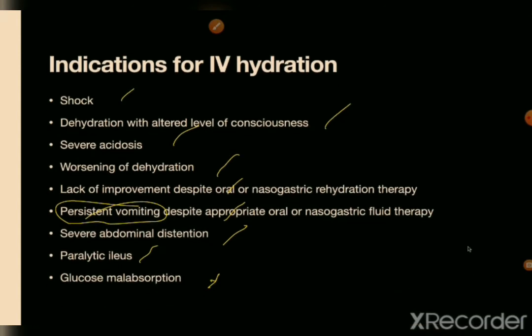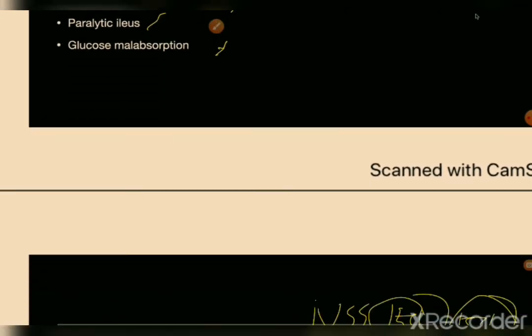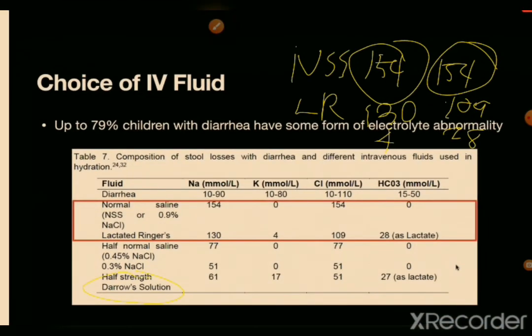That would be shock. Dehydration with altered level of consciousness, severe acidosis, worsening of dehydration, lack of improvement despite oral and nasogastric rehydration therapy, persistent vomiting despite appropriate oral or nasogastric fluid therapy, then severe abdominal distension, paralytic ileus, and glucose malabsorption. IV fluid for our severe dehydration, we could be using plain NSS or plain LR.